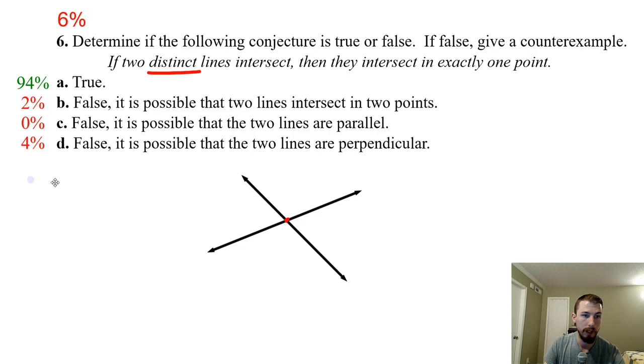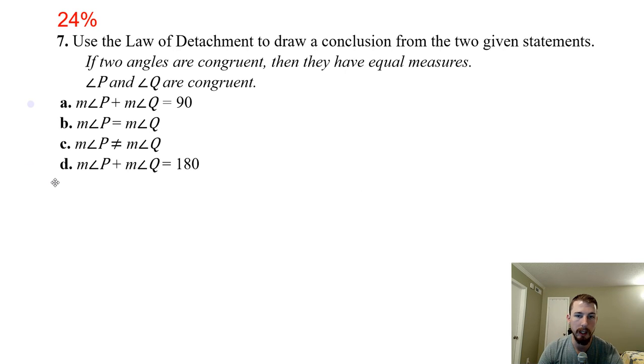All right, so most of you guys figured that one out, which is good. Use the law of detachment to draw a conclusion from the given statements. So law of detachment, we start out with a premise. It says, for instance, if two angles are congruent, then they have equal measures. So if the first part of the premise happens, then it means the second part happens as well.